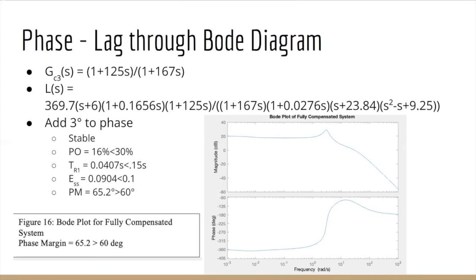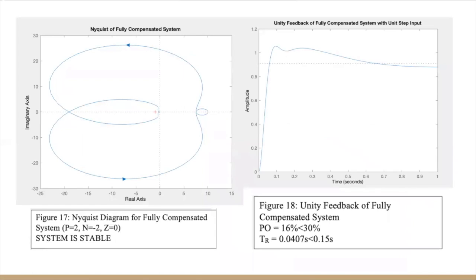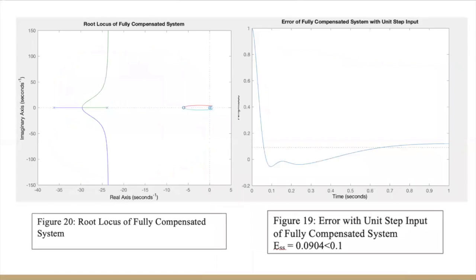Overall, this is my final compensator. This is the Bode plot, the Nyquist, the unity feedback, the root locus, and the error.